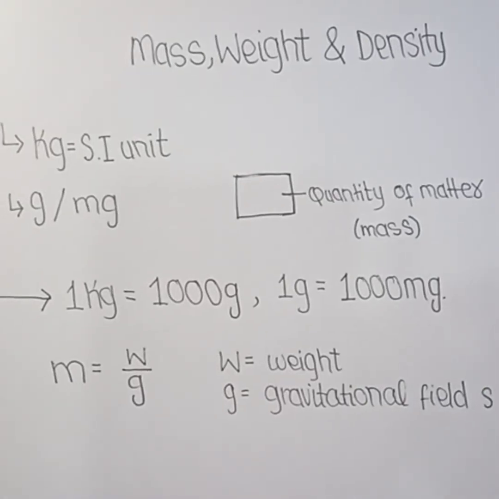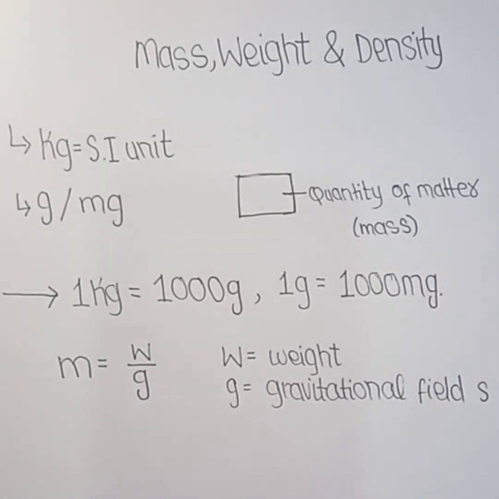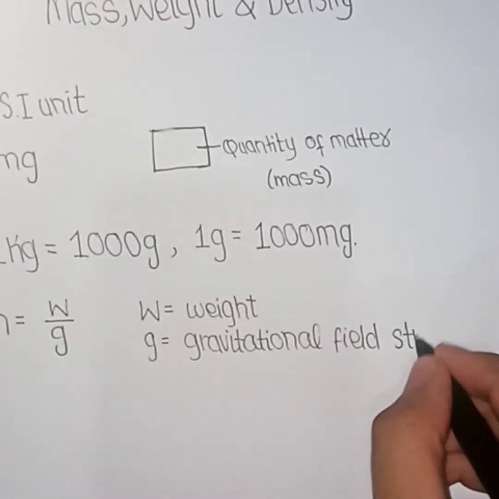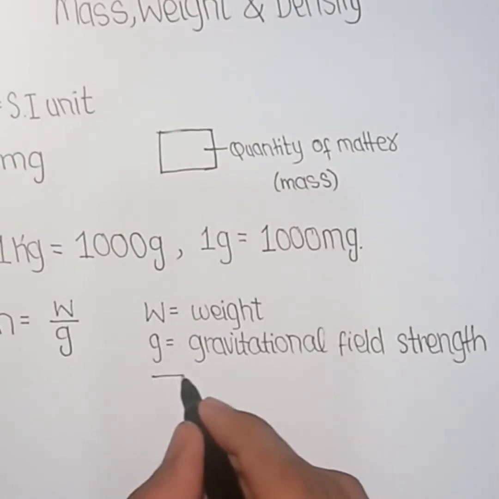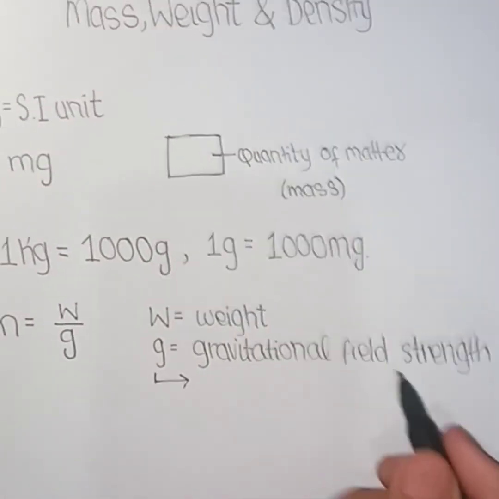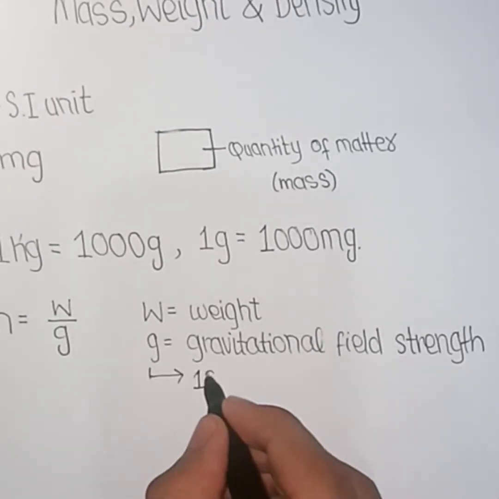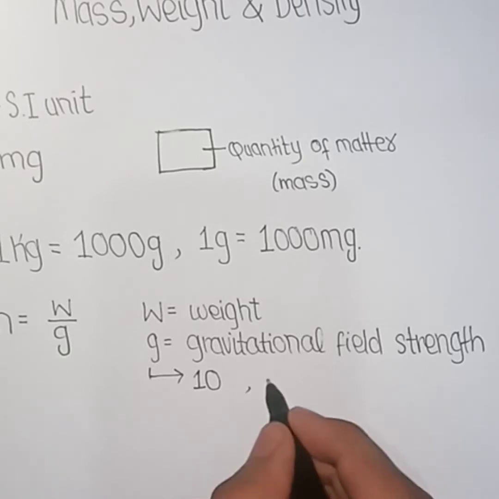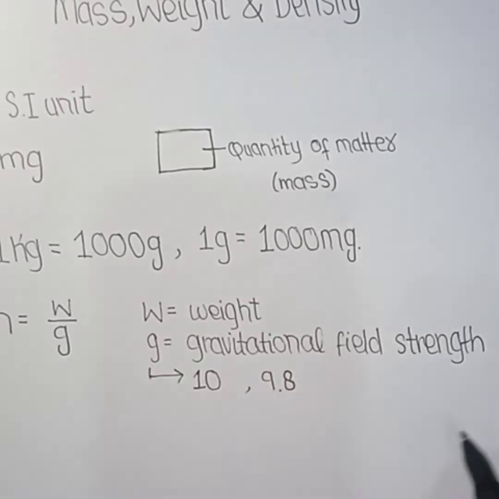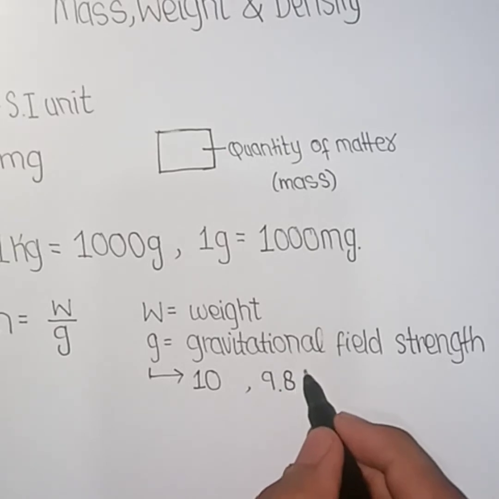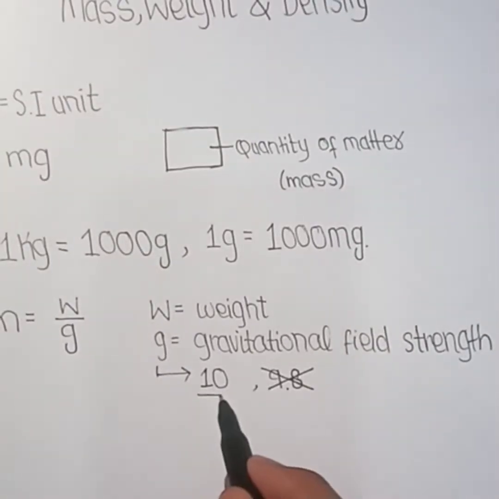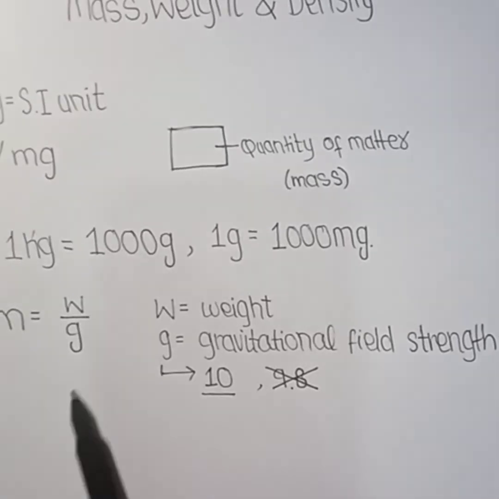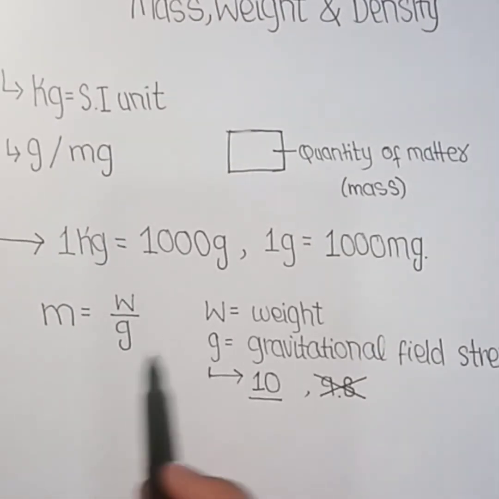In a previous video, I have already told you that the value of gravitational field strength will only be 10. Whoever writes 9.8, this is an inappropriate value according to CIE. The British Council always tells us the value of gravitational field strength is 10, so you need to memorize it yourself.